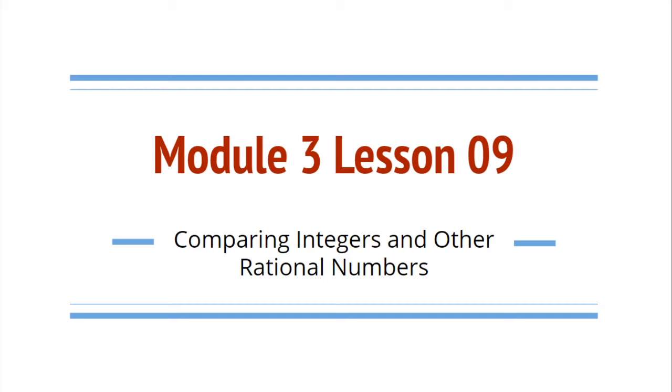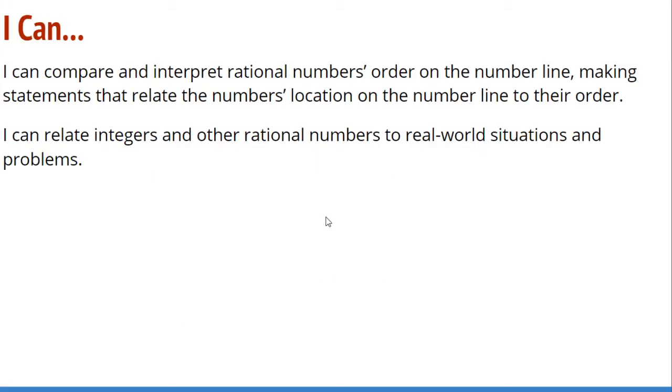Module 3, Lesson 9, Comparing Integers and Other Rational Numbers. So we are going to be continuing to make comparisons, greater thans and less thans. I can compare and interpret rational numbers' order on the number line, making statements that relate to the number's location on the number line to their order. And I already kind of started modeling this in the last lesson.